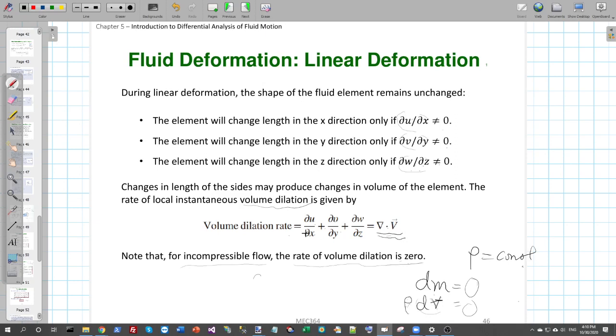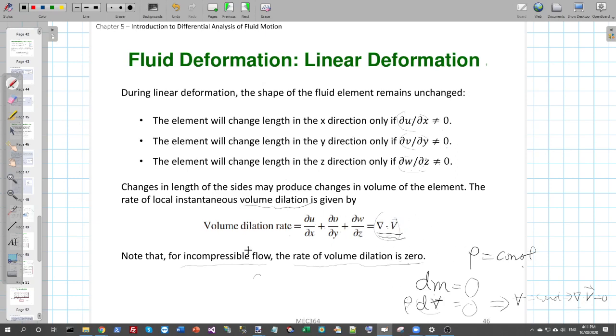In other words, the volume V equal to constant tells us that delta V is equal to 0. So when you have incompressible flow, this dilation rate has to be equal to 0, because with constant density you won't have any change of the volume of the fluid particle. This is one way we can do it.